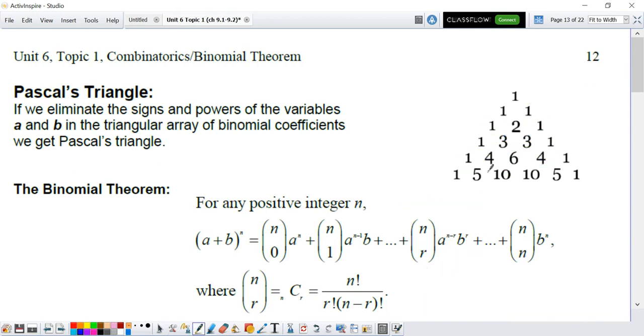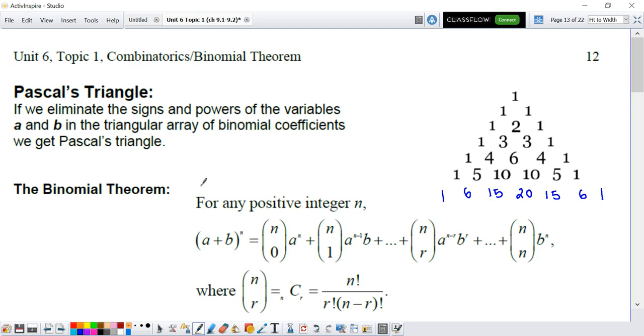So for example, what will be my next row? It starts with 1. 5 plus 1 is 6. 10 plus 5 is 15. 10 plus 10 is 20. 10 plus 5 is 15, and 5 plus 1 is 6, and the last is 1. So you can say this is 0, 1, 2, 3, 4, 5, 6. This is the sixth power. You will have 7 terms, and these will be the coefficients of all those a's and b's.